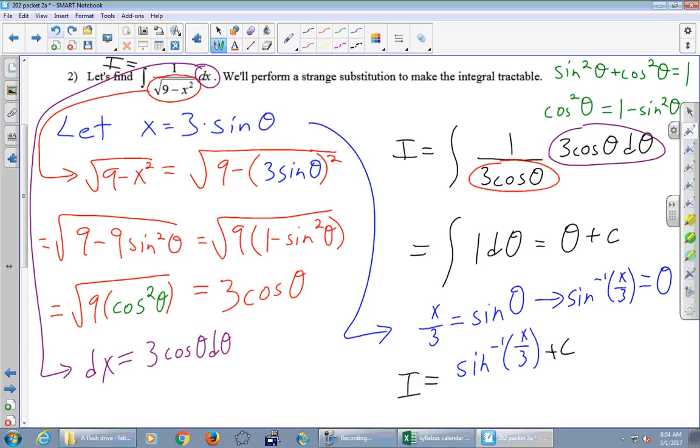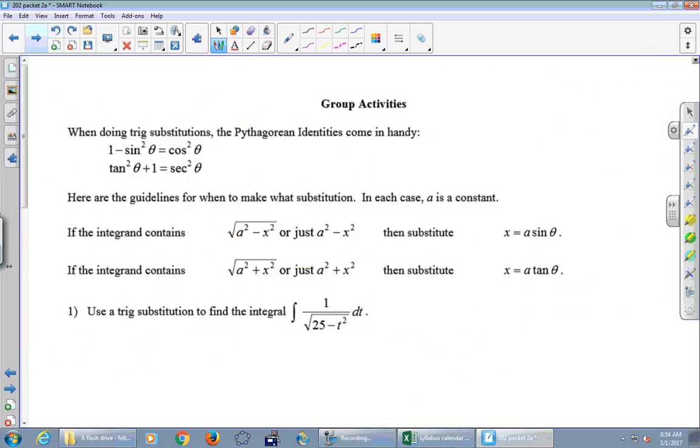All right, so on the next page, activities start right there. This begins with some guidelines for when to use which substitution. You guys can make a quick change right now. Change these t's right here to x's. Both of those t's, you can just turn back into x's.